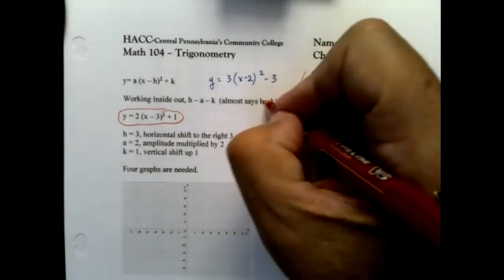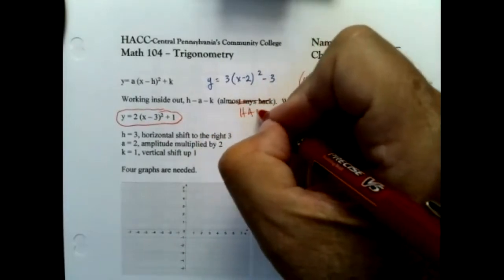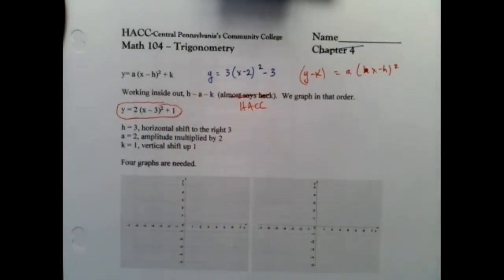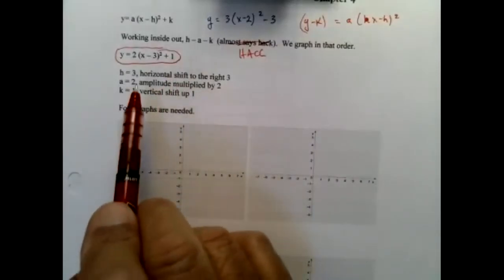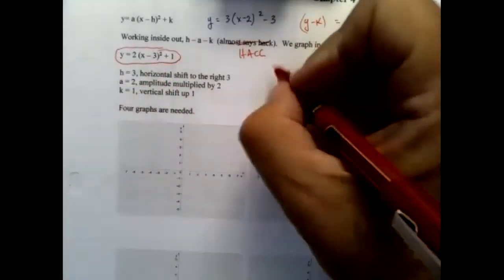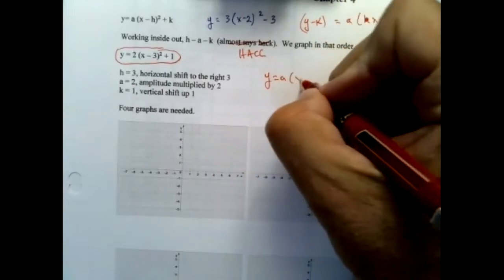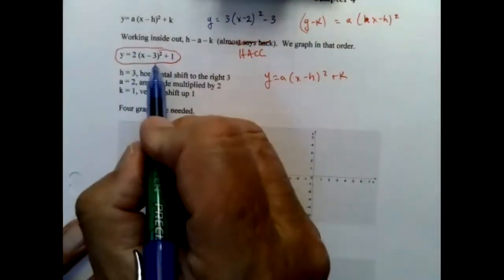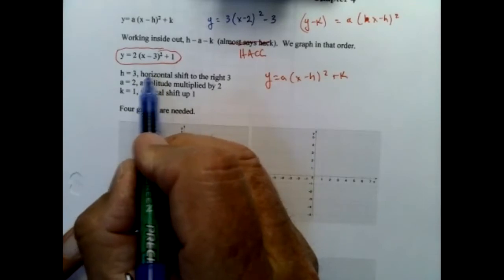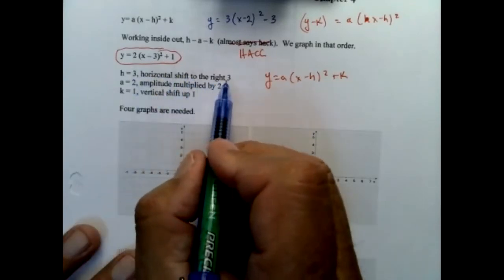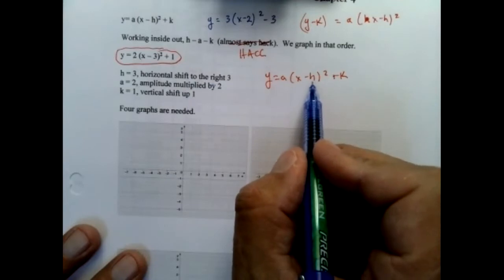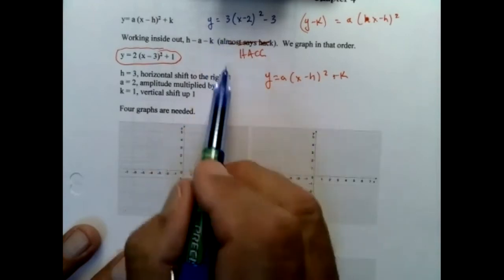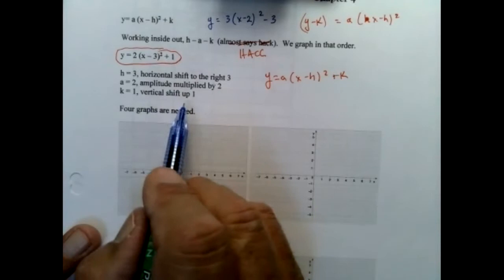I updated it on yours. So working inside out, I take care of the h, the a, and the k. So in college algebra, you should have done this. The h was 3. Again, my equation was y equals a times x minus h squared plus k. So looking inside, the h was 3. That was my horizontal shift. That moves me to the right 3. H was the horizontal shift. A was my amplitude. It made me grow bigger, stretched it or thinned it. And then k moved me up or down.